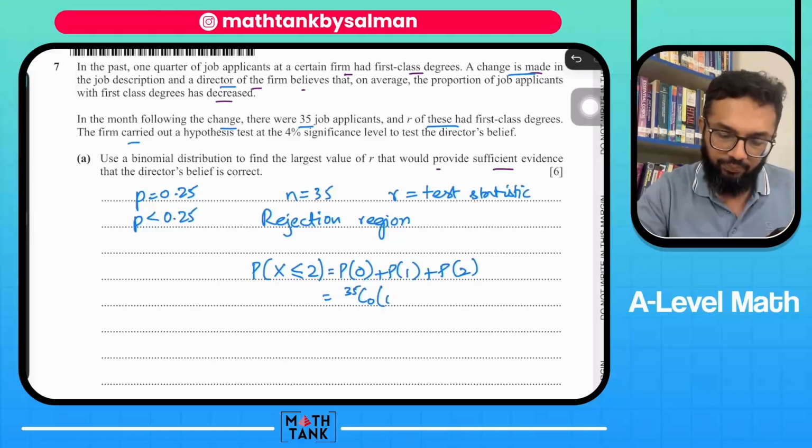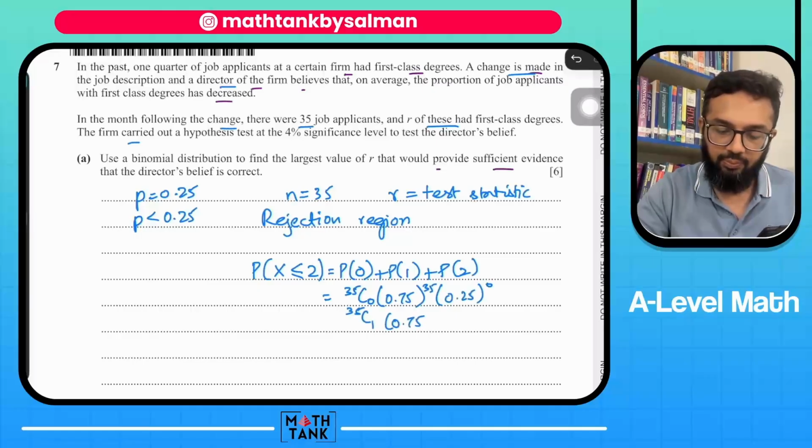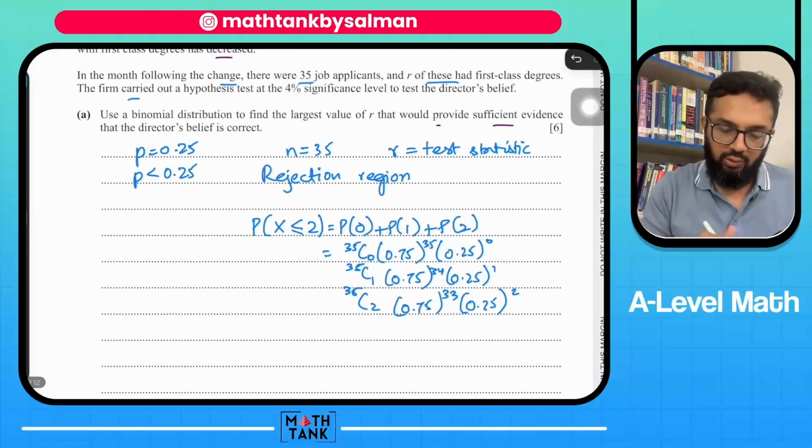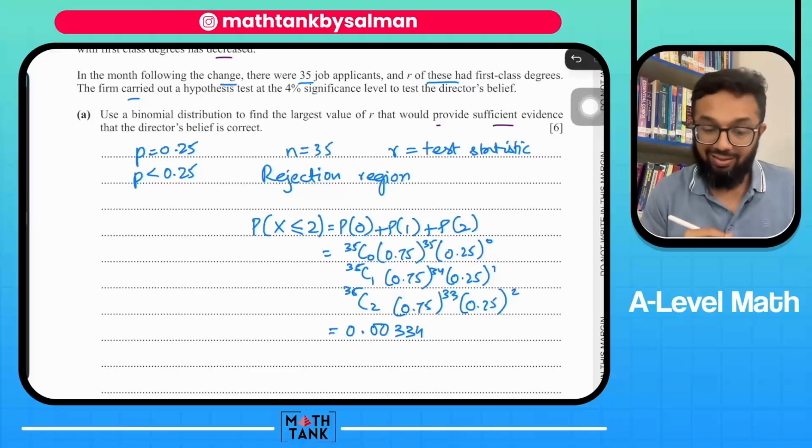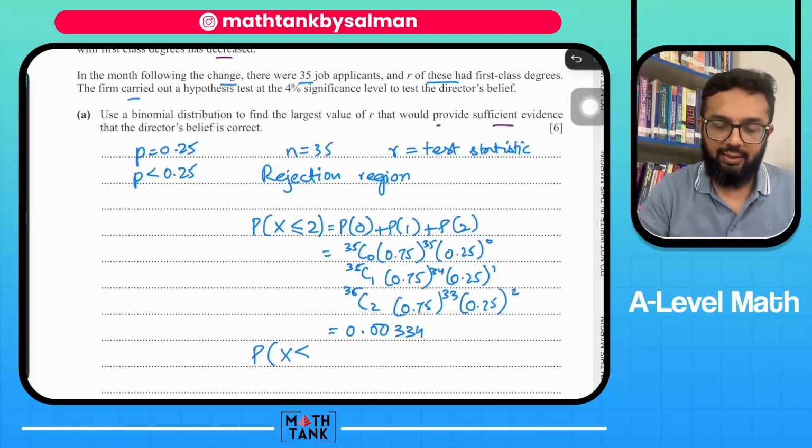So 35C0, 0.75 power 35, 0.25 power 0, 35C1. Okay, so binomial CD. Let's accumulate up till 2, 35, and 0.25. So I am getting a very small number. It says 0.00334. Okay, that's very small. It is certainly less than 4%.